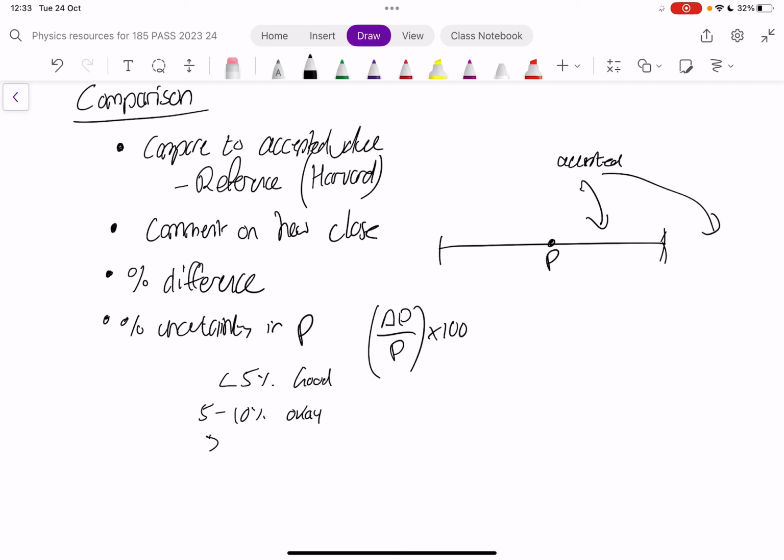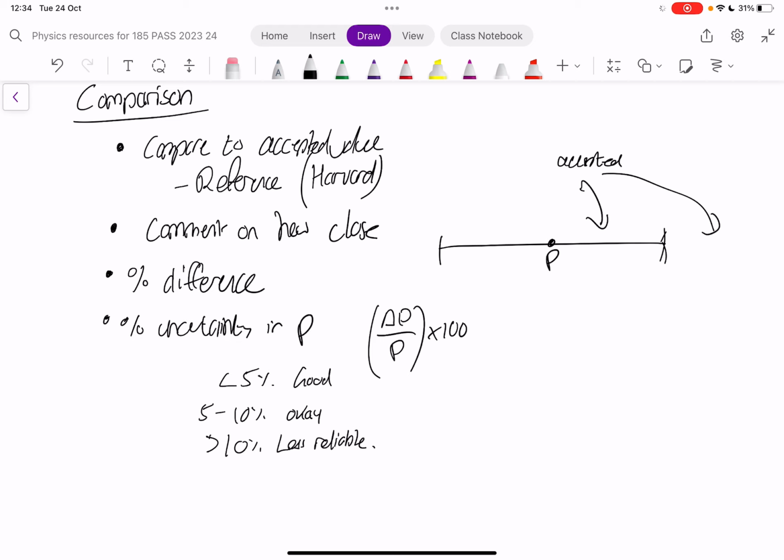More than 10% is less good, less reliable. Again, it doesn't matter what you've got, just comment on it realistically. It might also be a good idea to compare the percentage uncertainty to the percentage difference. If you've got 10% difference, but your uncertainty is 11%, then that means the real answer is within your uncertainty, but you would possibly just comment that your uncertainty is a little bit on the large side.